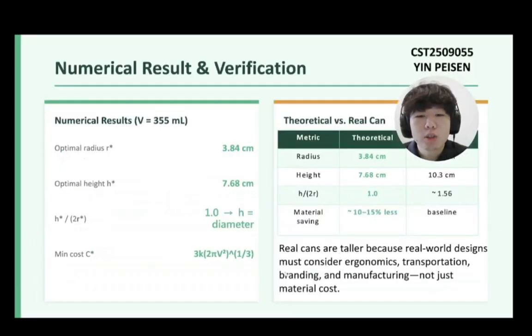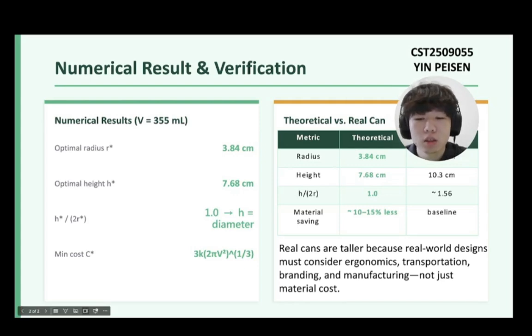And now let's look at the results. For a standard 355 beverage can, the optimal radius is 3.84 and the optimal height is 7.68. The ratio h divided by 2r is equal to 1, which confirms our conclusion that the height equals the diameter. Next, we verify our solution by using the second derivative.